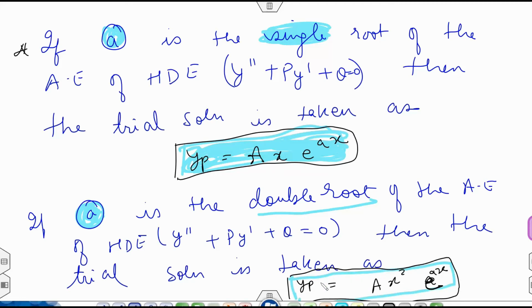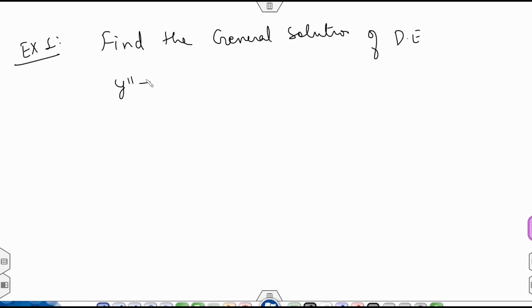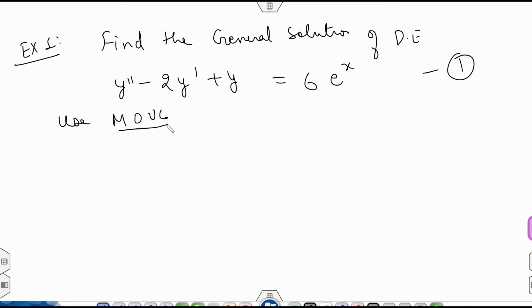So let us do a few examples to make this more clear. Find the general solution of the differential equation y double dash minus 2y dash plus y equal to 6e to the power x. I call this equation number 1, and use the method of undetermined coefficients, which I have written as a shortcut.